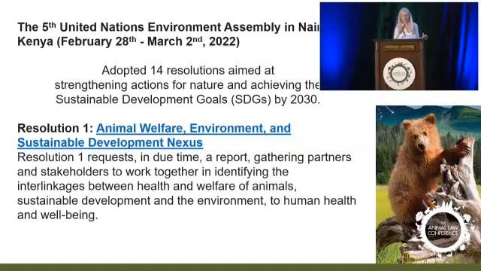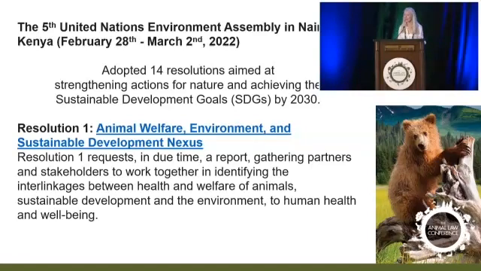This resolution is part of the UN's One Health approach, which was a post-COVID ideology, which aims to balance and optimize the health of people, animals, and the environment. And the UNEA resolution highlighted the interconnected nexus between the health and welfare of animals, sustainable development, and the health and well-being of humans. To further understanding of this nexus, the UNEA requested the collaboration of the FAO, the Food and Agriculture Organization, the WHO, the World Health Organization, the World Organization for Animal Health, and the One Health high-level expert panel to prepare a report analyzing the connection between animal welfare and sustainable development.